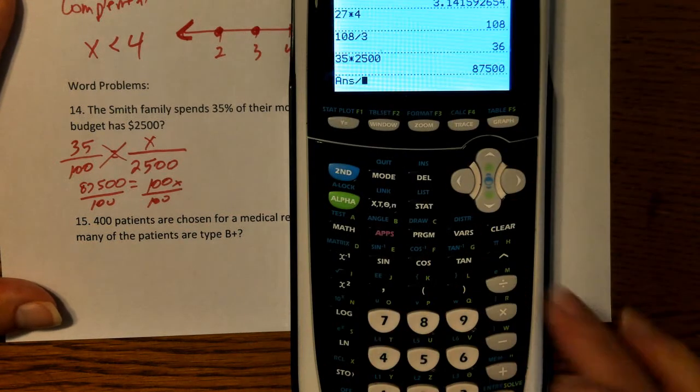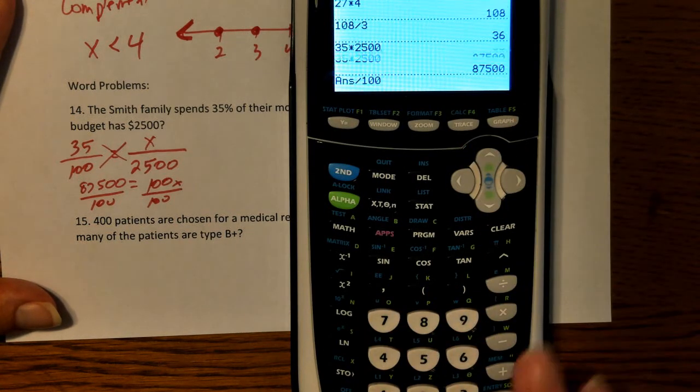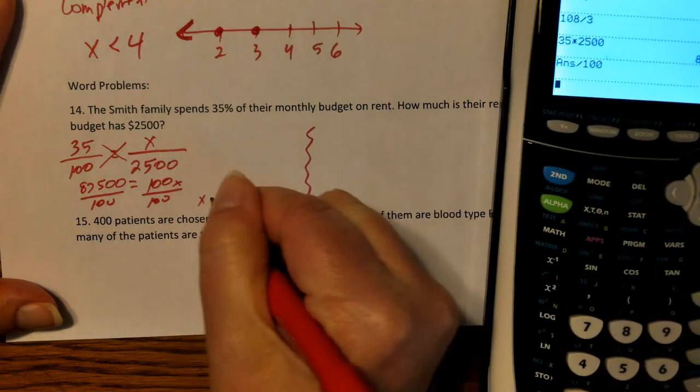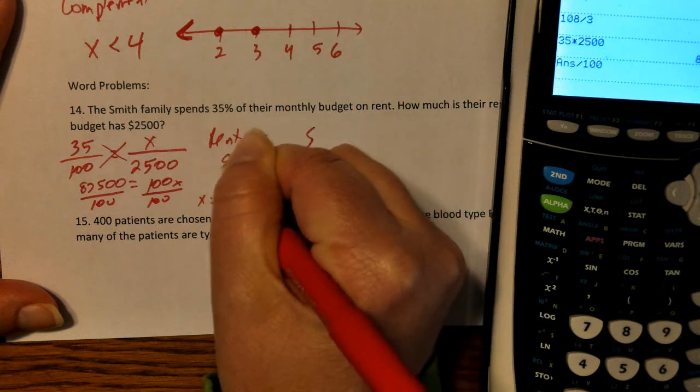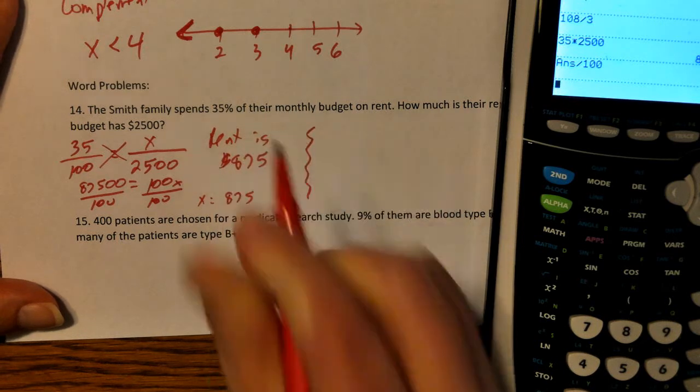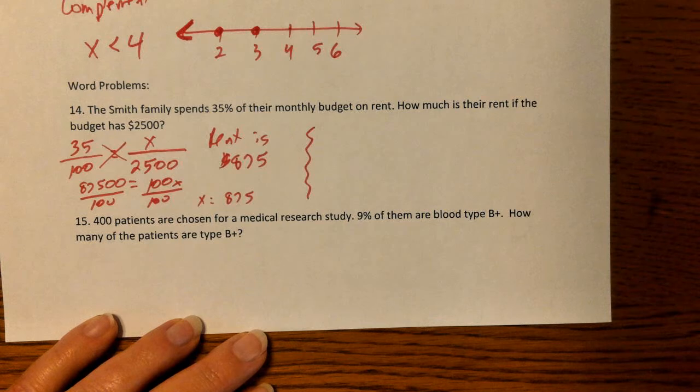87,500 divided by 100 is 875. That means the rent is $875. Now, that's one way to solve it, is with a proportion, okay?